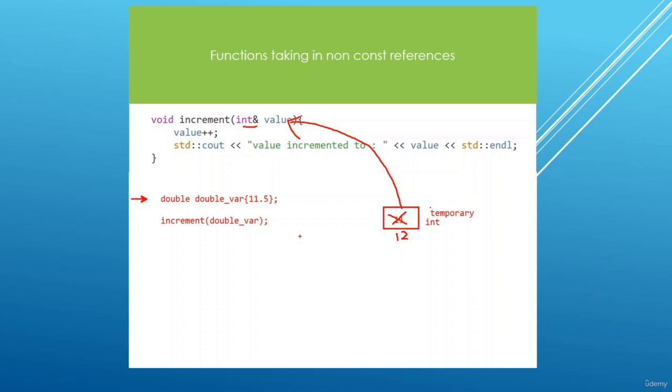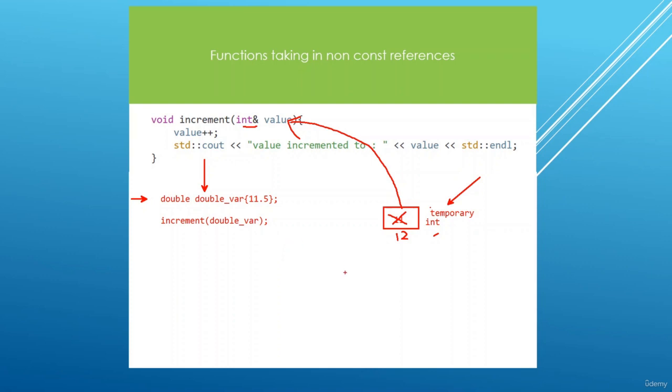So who is really going to store the final changes? Is it this temporary here or this original variable, which is a double that we passed as an argument? And this is really confusing, and the compiler is going to stop you from doing this in the first place.